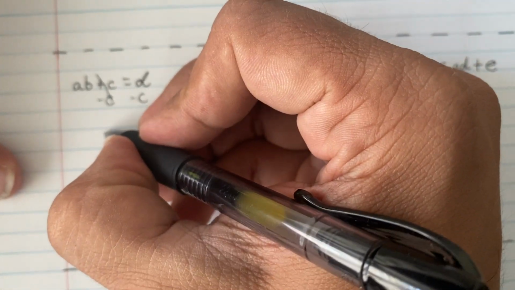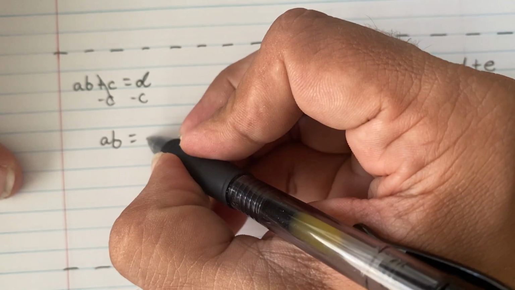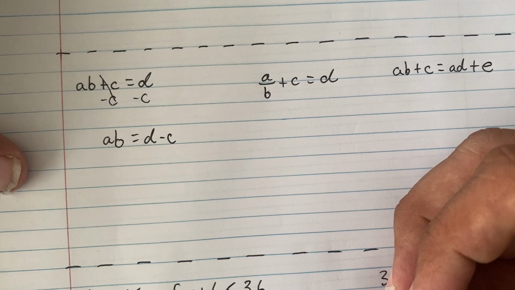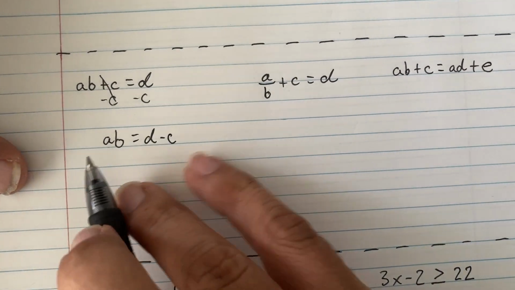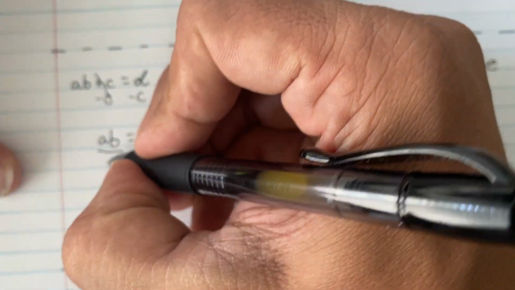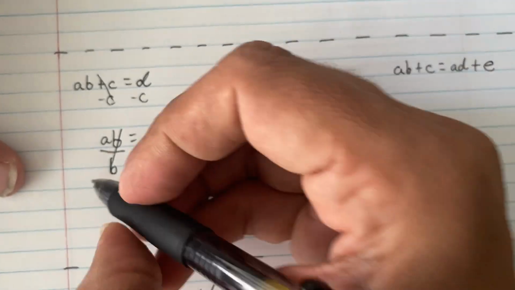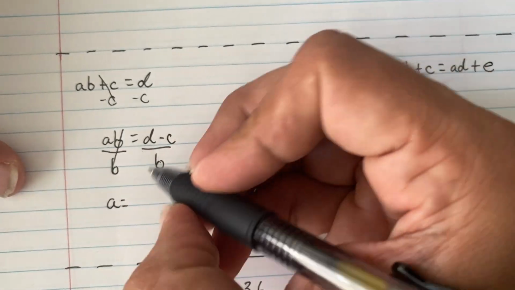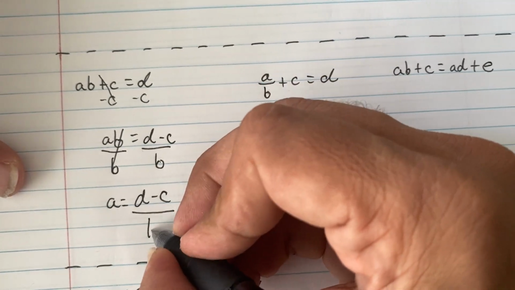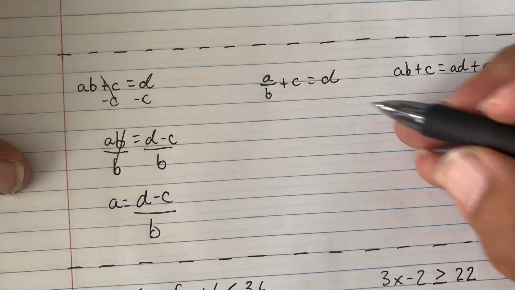Now we have AB equals D minus C. Because you can't actually do it, so it just looks like that. Then we're trying to leave A by itself. A is multiplying with B, so we're going to divide by B and divide by B. So now A is by itself, and it equals D minus C divided by B. And that's it.